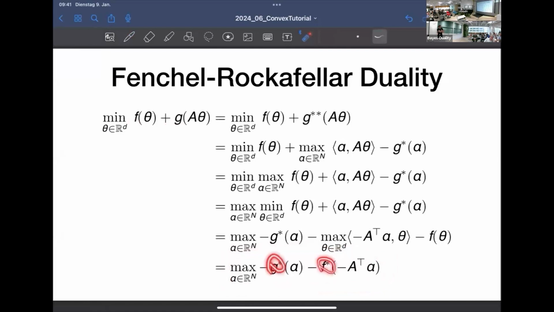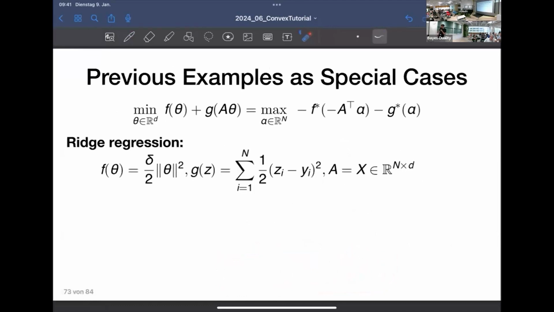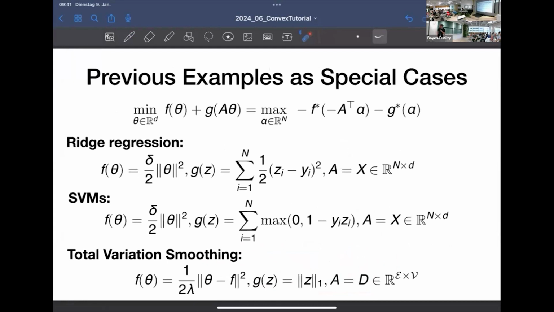It's interesting, like you said, transpose is the dual, and in the dual problem you have the transpose, so this was quite nice. And this includes all the previous examples as special cases. We've seen ridge regression, we have seen the SVMs, we've seen total variation smoothing. These are all special cases for specific choices of f and g. So this is a very powerful general framework.